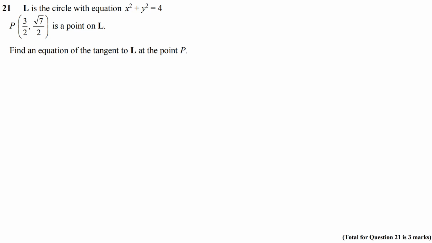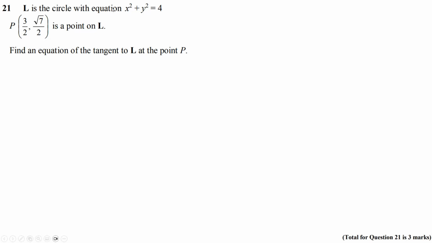L is the circle with equation x squared plus y squared equals 4. P is (3/2, root 7/2), and that is a point on L. Find an equation of the tangent to L at the point P.